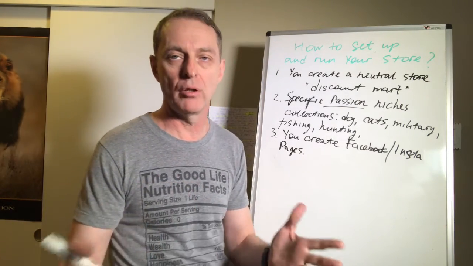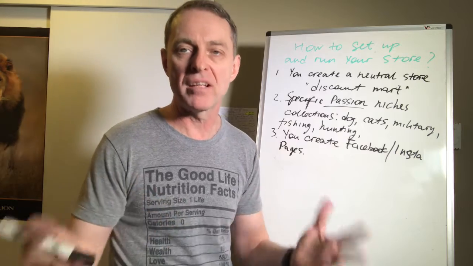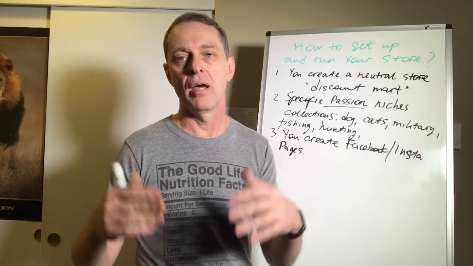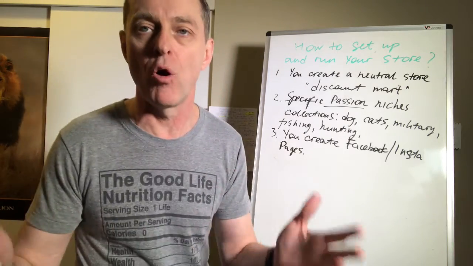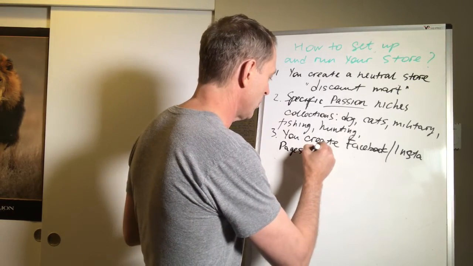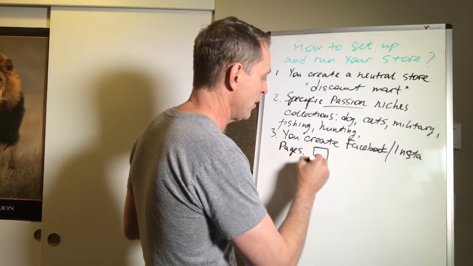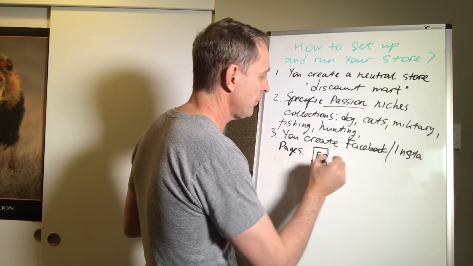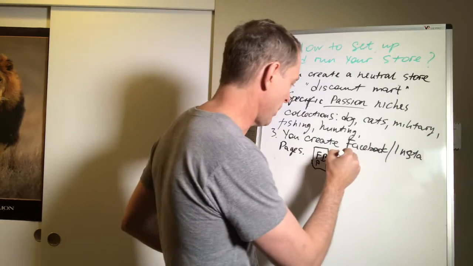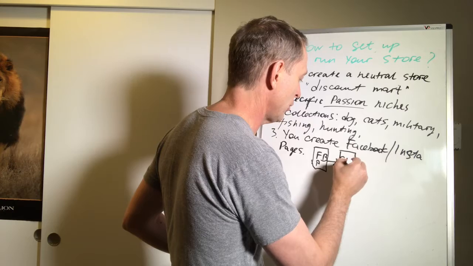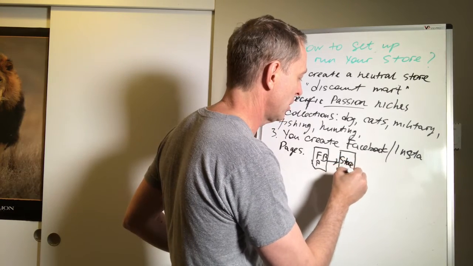So you're going to have a cat lover collection, a dog lover collection, a veteran or military or survival collection, a fishing collection, a fishing page. That's all we're talking about, Facebook pages. And then what's going to happen, you're going to have a Facebook page, you're going to create an ad on the Facebook page, and you're going to drive all the traffic to your store, to that specific collection, right?